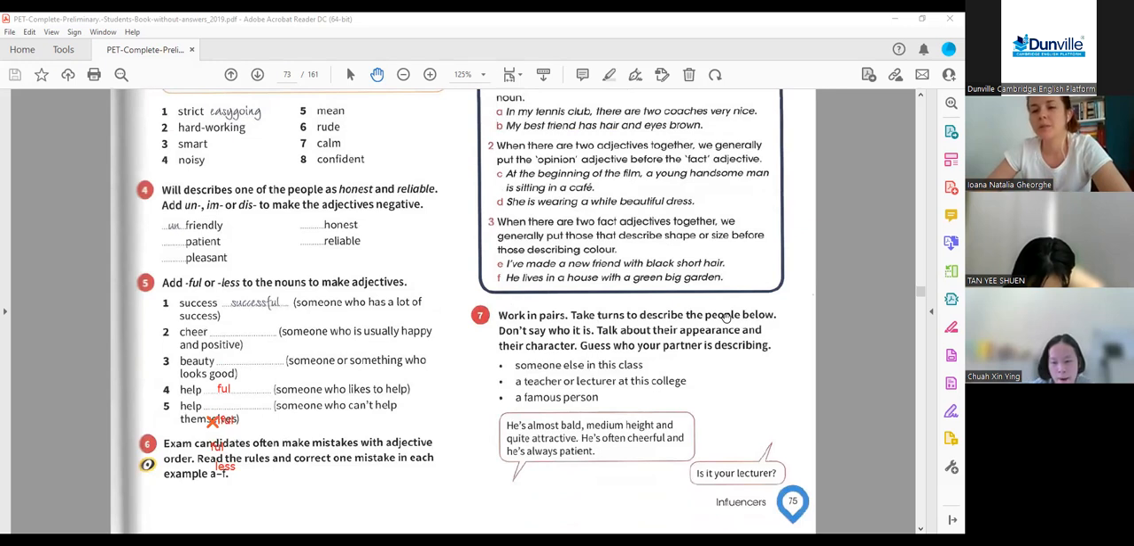Okay, now we're going to play a guessing game. We are going to describe either someone else in this class, a teacher or lecturer at your college. Now, we can't do that because we all have different teachers. So it's going to be either someone in the class or a famous person that everybody knows. Okay? So how about I start and you have to guess who I am describing?